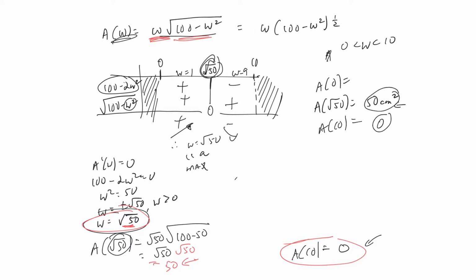And then the last thing is, if you sub in w as 0, we know that when the width is 0, you're not going to get an area. And therefore, we can say that root 50 is the ideal, optimal dimension for your rectangle. And in this case, the area is going to be 50 centimeters squared.